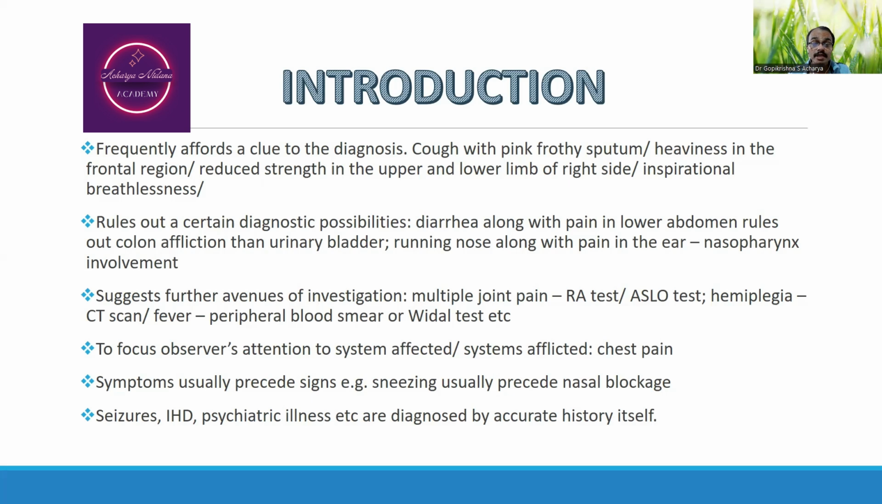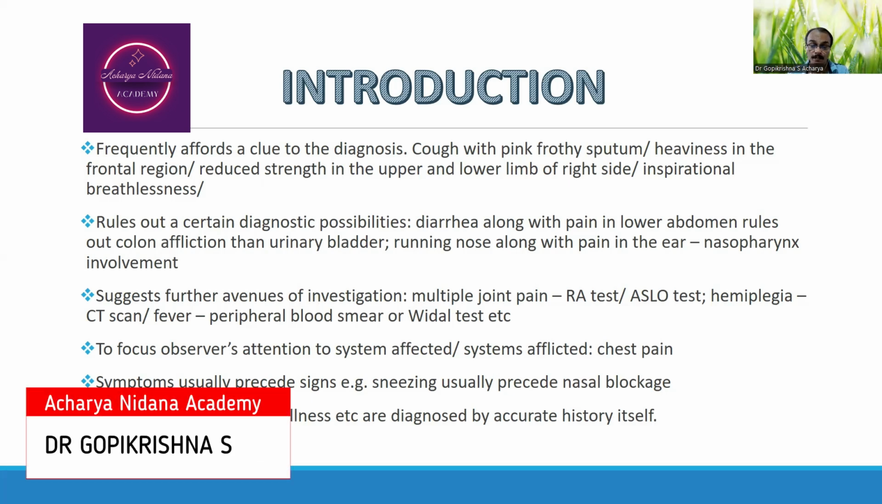And it rules out certain diagnostic possibilities also. When you talk about diarrhea, wherein the person is having pain in the lower abdomen, it is usually indicative of disturbances related to the colon. It is not the urinary bladder. In case of urinary bladder involvement, the person will have lower abdominal pain associated with dysuria. This way, it rules out certain diagnostic possibilities also.